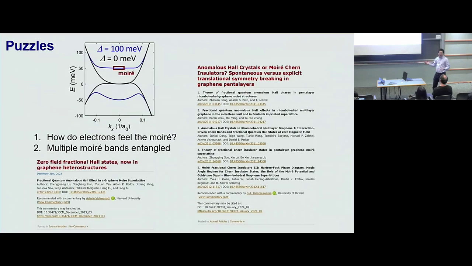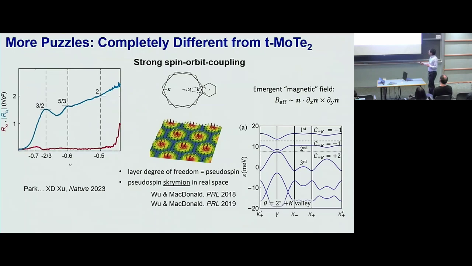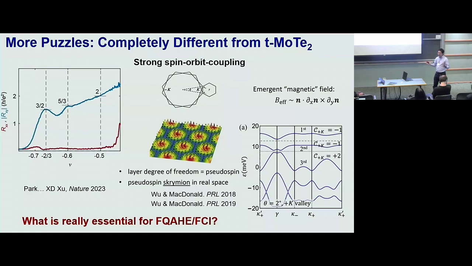One of the pictures is an anomalous Hall crystal, as we heard from Ashwin. We're working very hard to see if that's true experimentally. And comparing to the other system, the twisted MoTe2 that Jiaqi is going to tell you about in the next talk, graphene is very different. MoTe2 has very strong spin-orbit coupling. Twisted MoTe2 has the so-called layer pseudospin, the pseudospin skyrmion in real space, the emergent magnetic field thing. Well, graphene doesn't have any of those. So we have two systems that look very different, but they share a lot of common properties just at the experimental level.